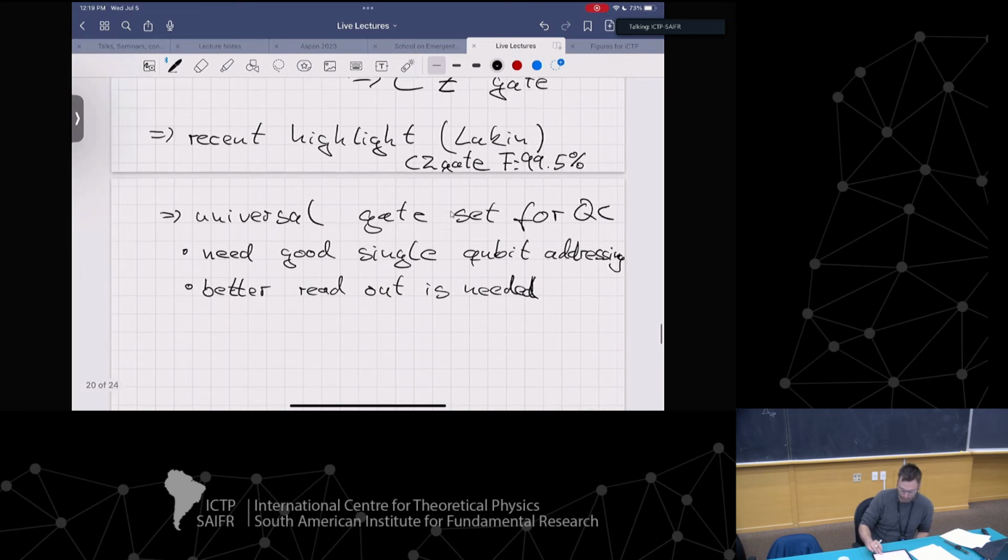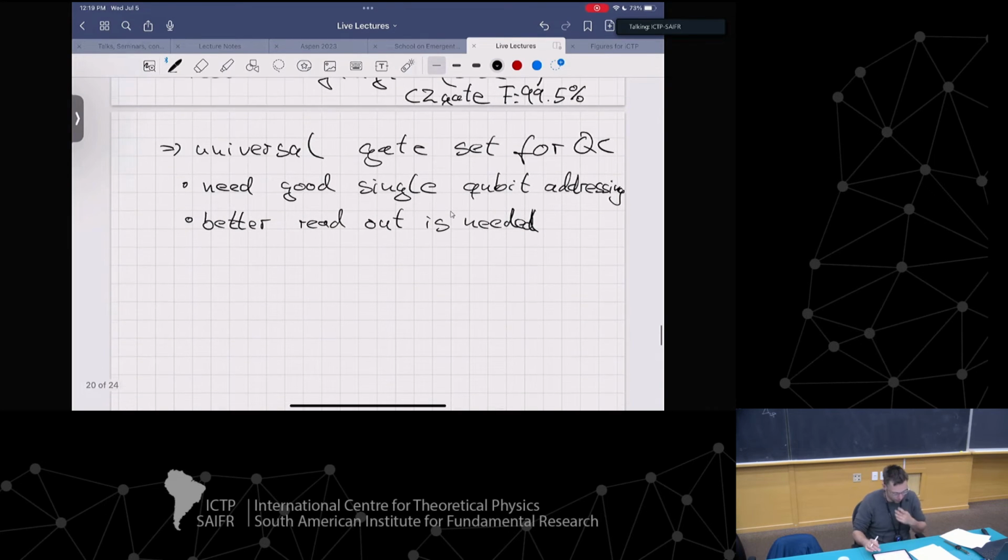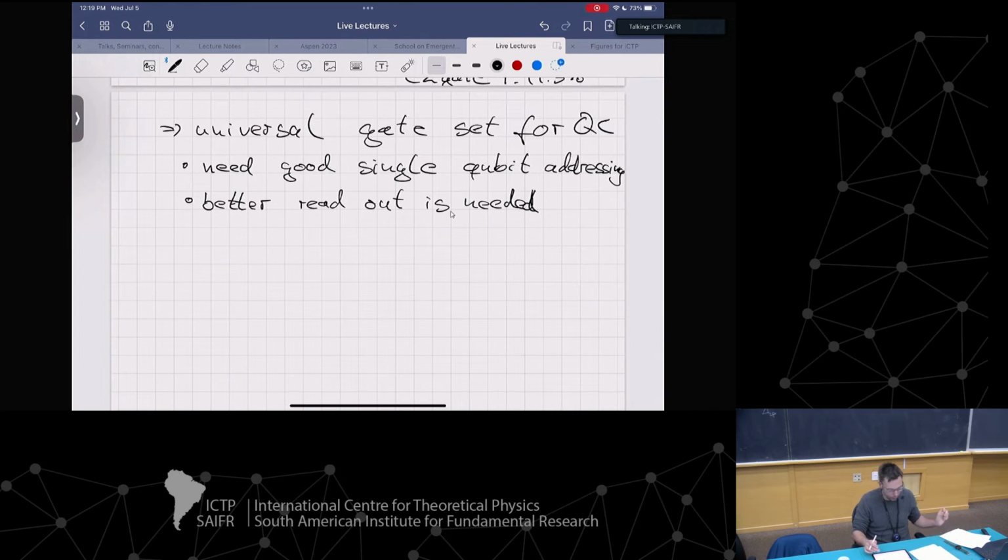All right, this was just my very short spiel on quantum computing. Now I want to go into quantum simulation, but do you have any questions on that? Yes.